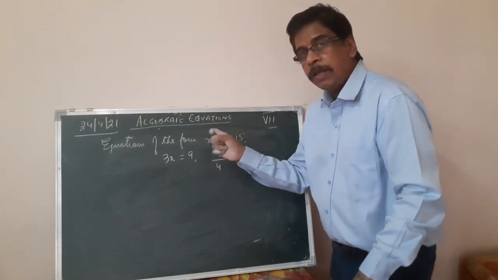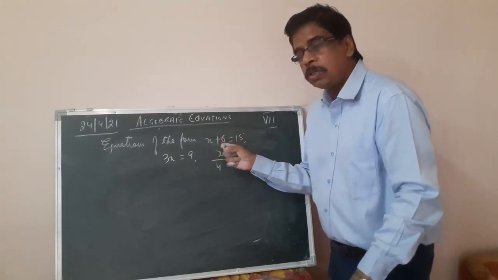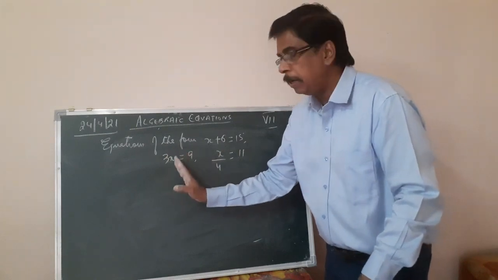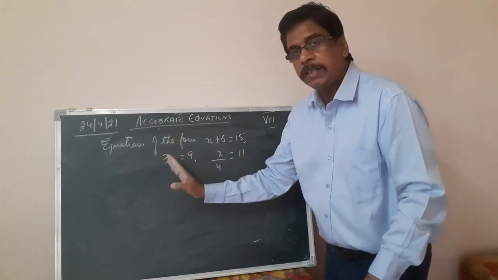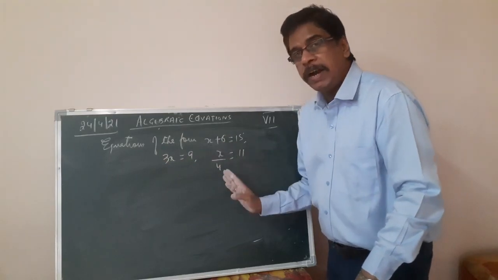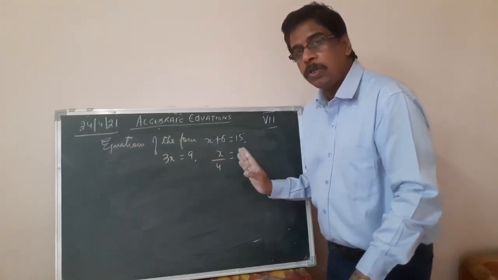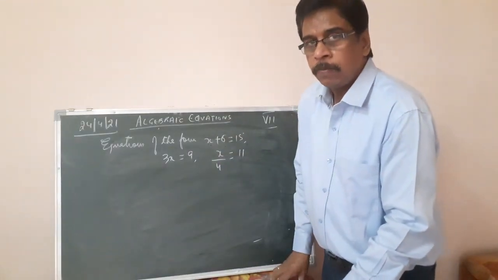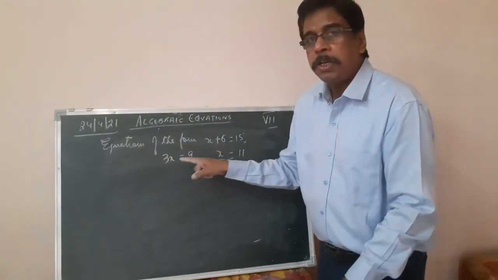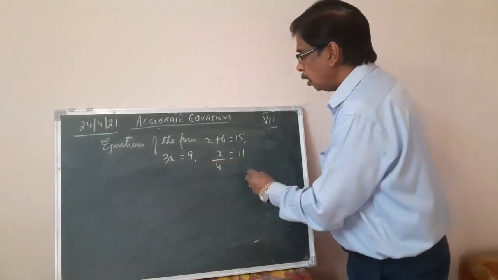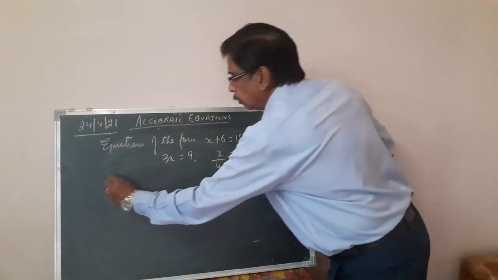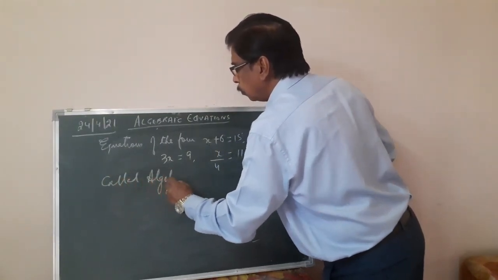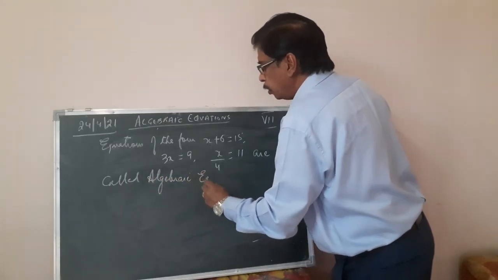Here it is added: the variable added to a constant is equal to a constant. Here it's multiplied: the variable is multiplied by a number. So 3x is equal to 9. Here it is divided: x upon 4 is equal to 11. In each of the three cases we can find the value of x. These are called algebraic equations.